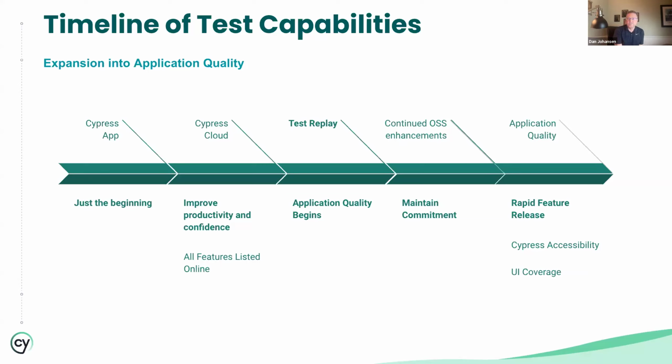And then where that leads us is to application quality. And where we're at in our journey is we are in the middle of a rapid feature release. We already have Cypress accessibility and UI coverage in the market, and you're about to understand that there's more that are coming after that.